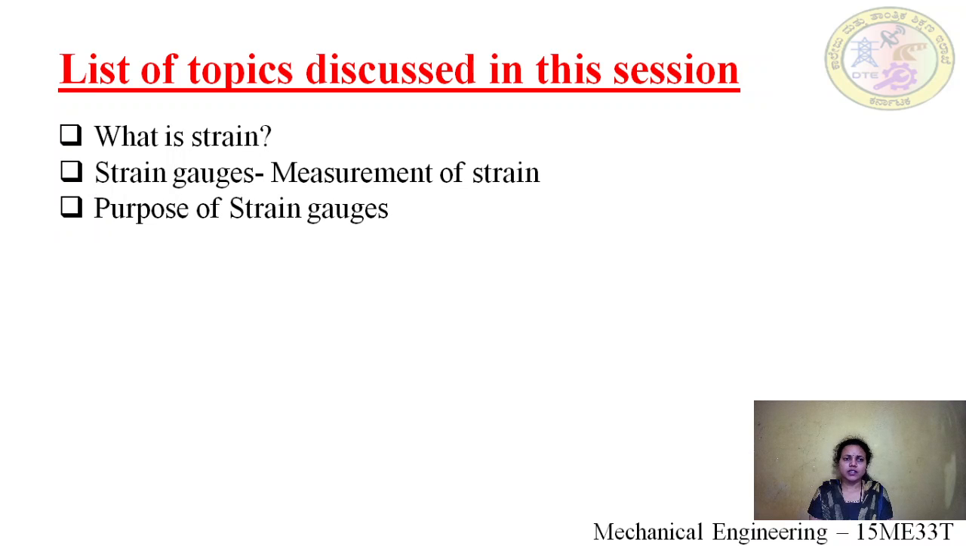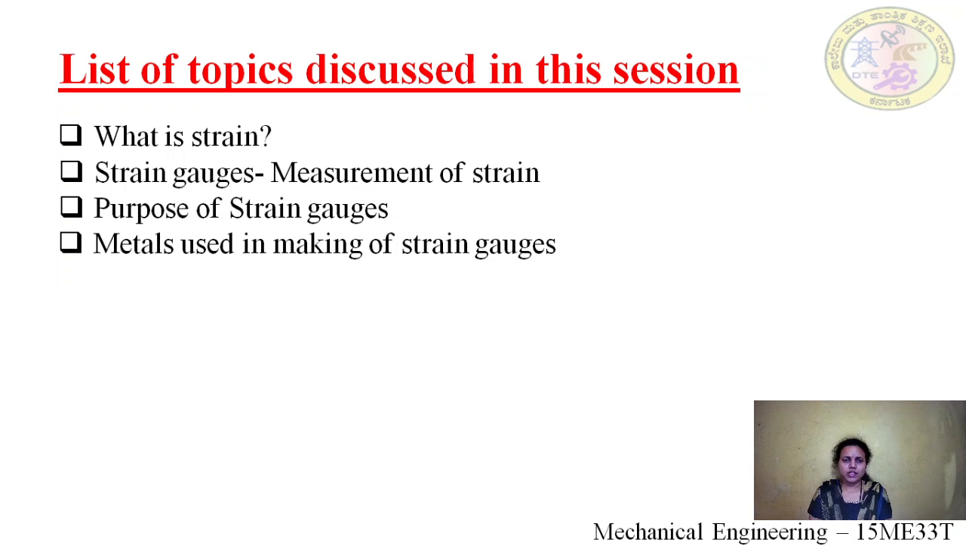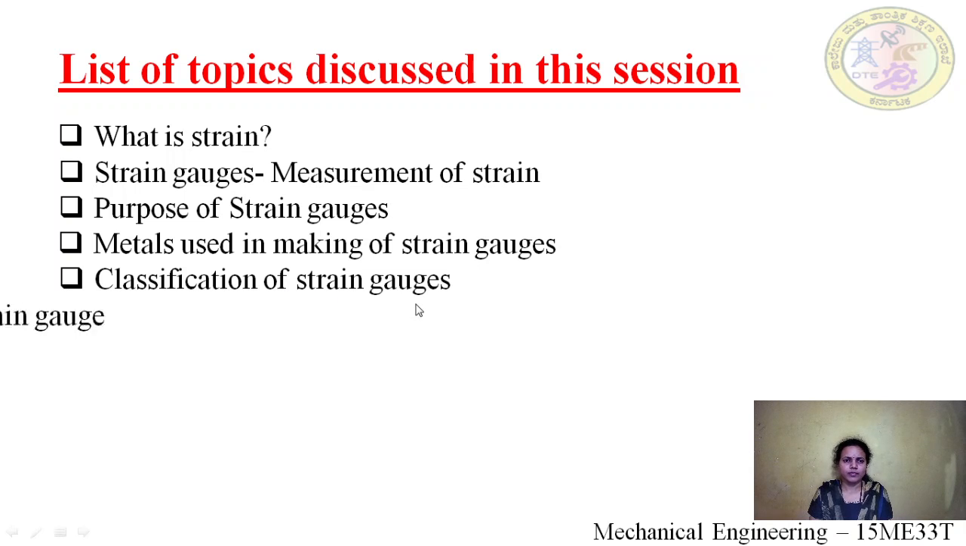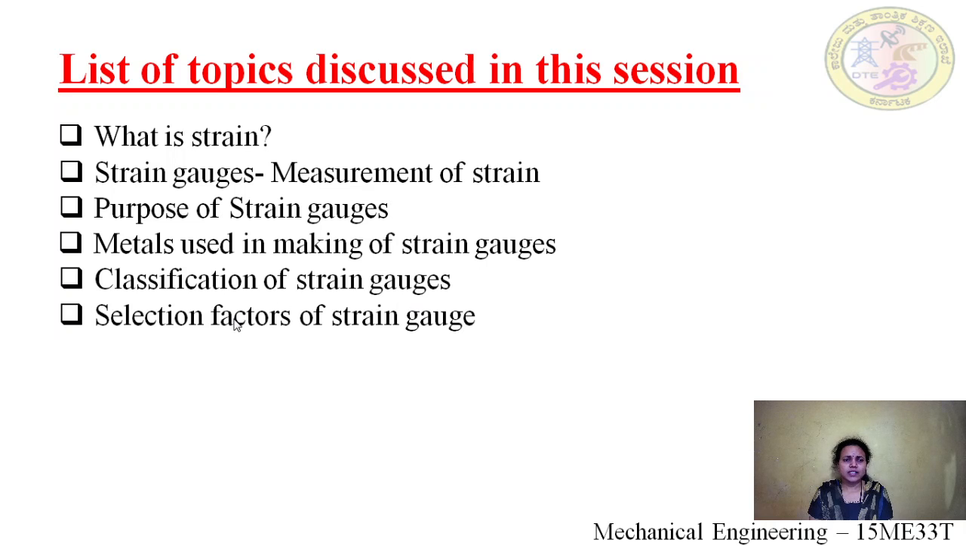Next we shall see what the purpose of strain gauges is. And then we shall see the metals used in making strain gauges, which types of metals are used for the construction of strain gauges. Next we shall classify the strain gauges. And then we shall see some of the selection factors of strain gauges.